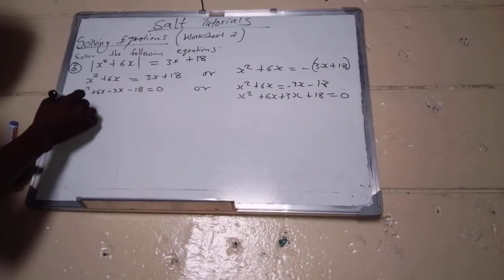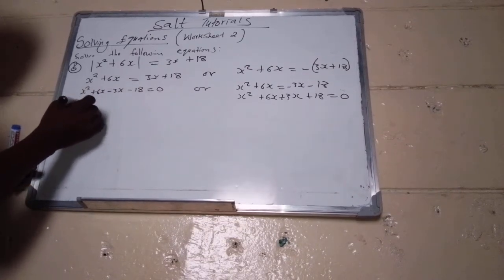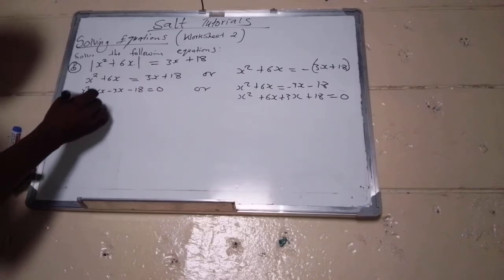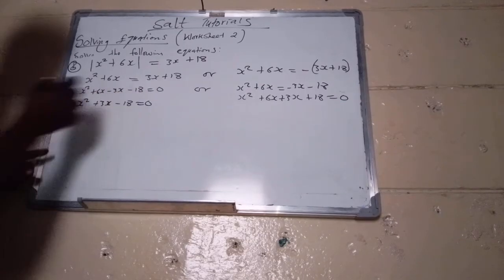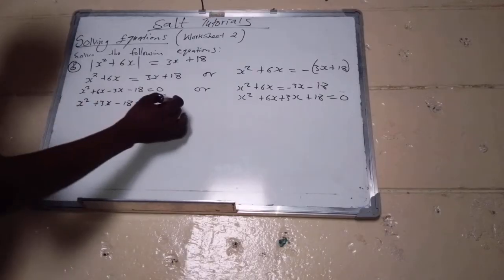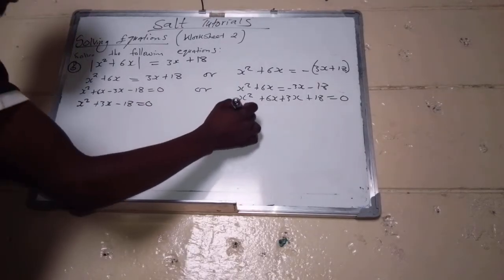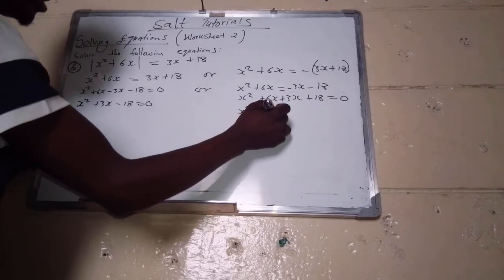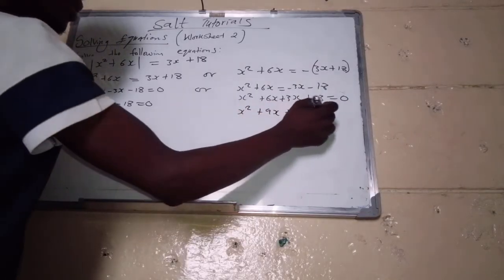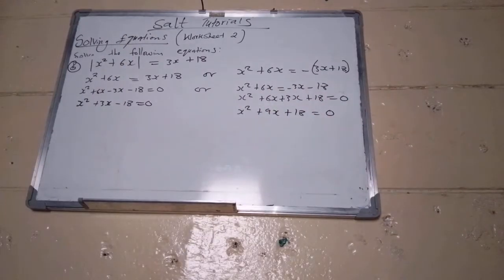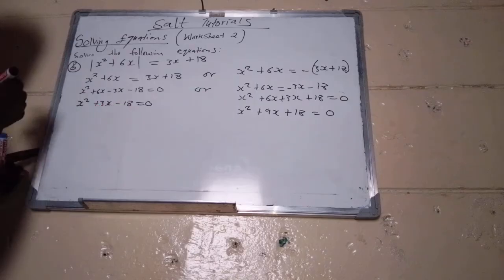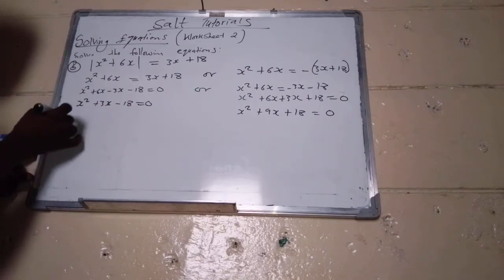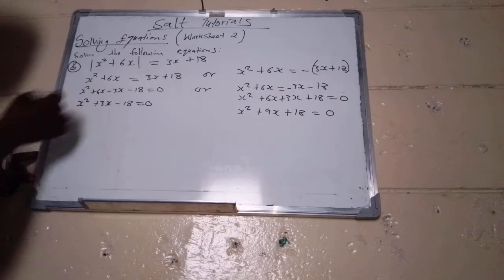So this is x squared plus 3x minus 18 is equal to 0, and then this one is x squared plus 9x plus 18 is equal to 0. So what are we talking about now? We're talking about two values which when added will give us a positive 3, but when multiplied will give us a negative 18. What values are those? The 6 and the 3.